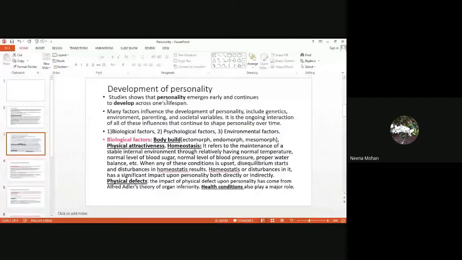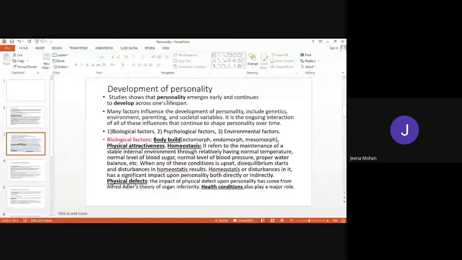Have you studied the lifespan approach or developmental psychology? Yes. Did you study it as a paper, developmental psychology? Yes, ma'am.